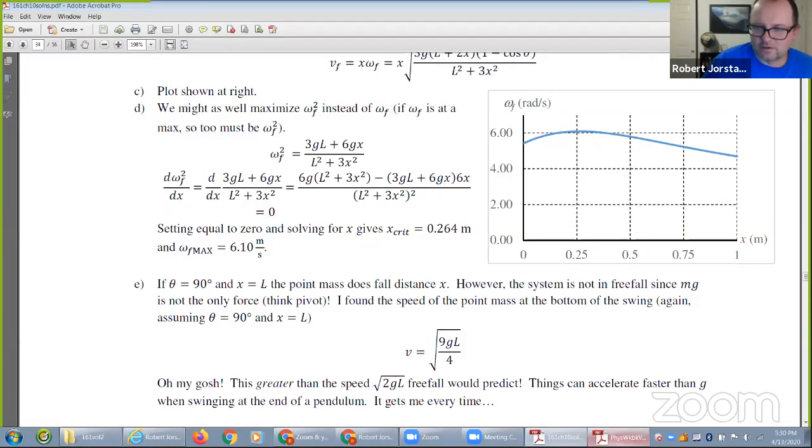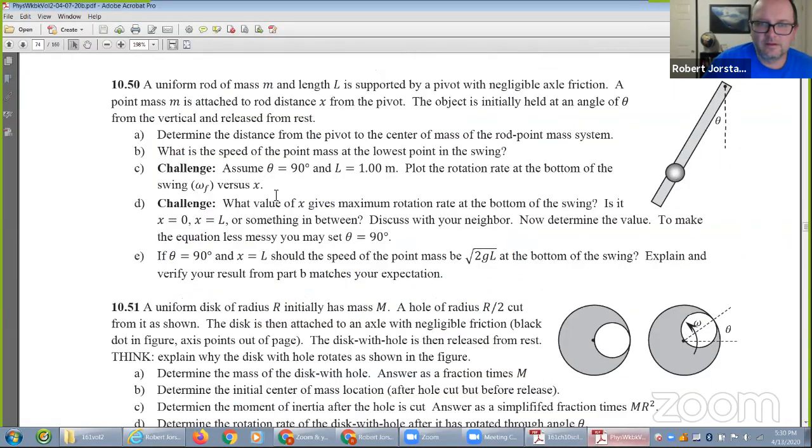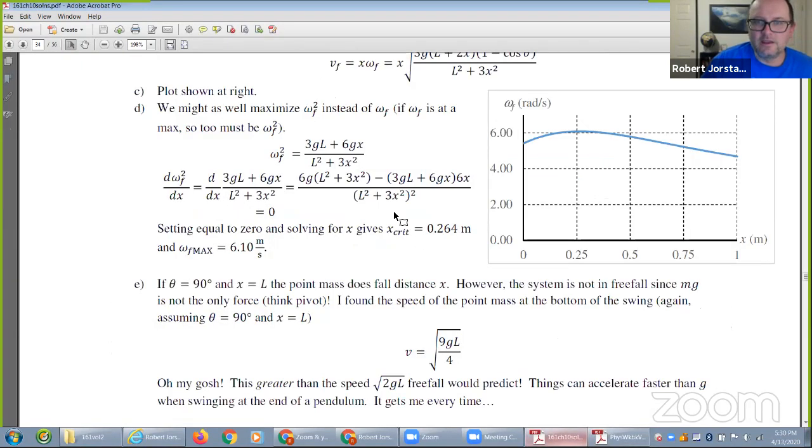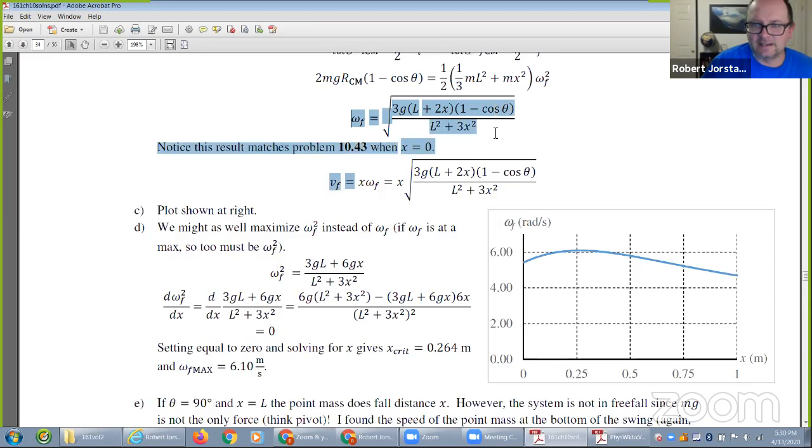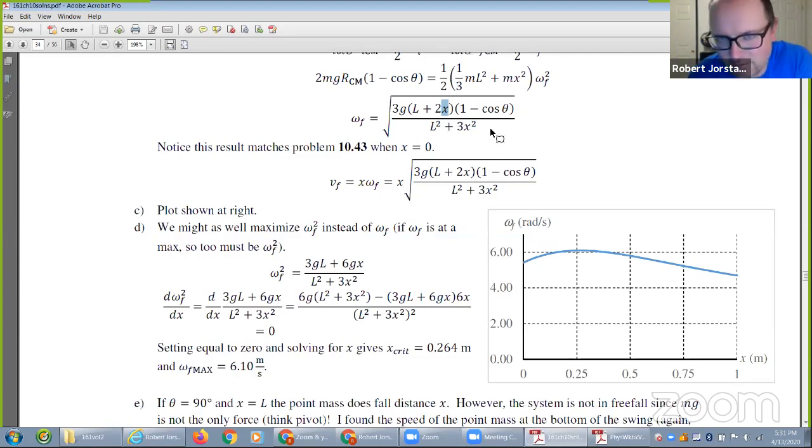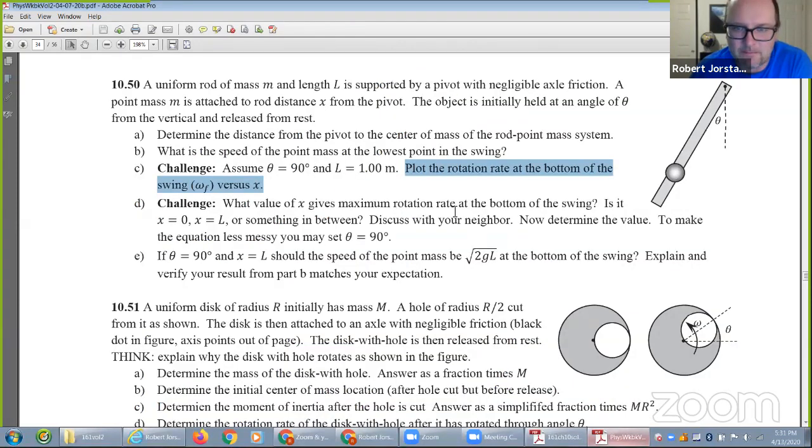Okay. So let's go read the question associated with this. Plot the rotation rate at the bottom of the swing versus X. It's not that bad. We have an equation that's got X in it. Here's an equation for omega that has X in it. So the idea is you could change the value of X and change the location of the point mass. And this is what students had to do in lab. They would move the point mass. And then my question for the class was always this bonus one right here. What value of X gives the maximum rotation rate at the bottom of the swing?